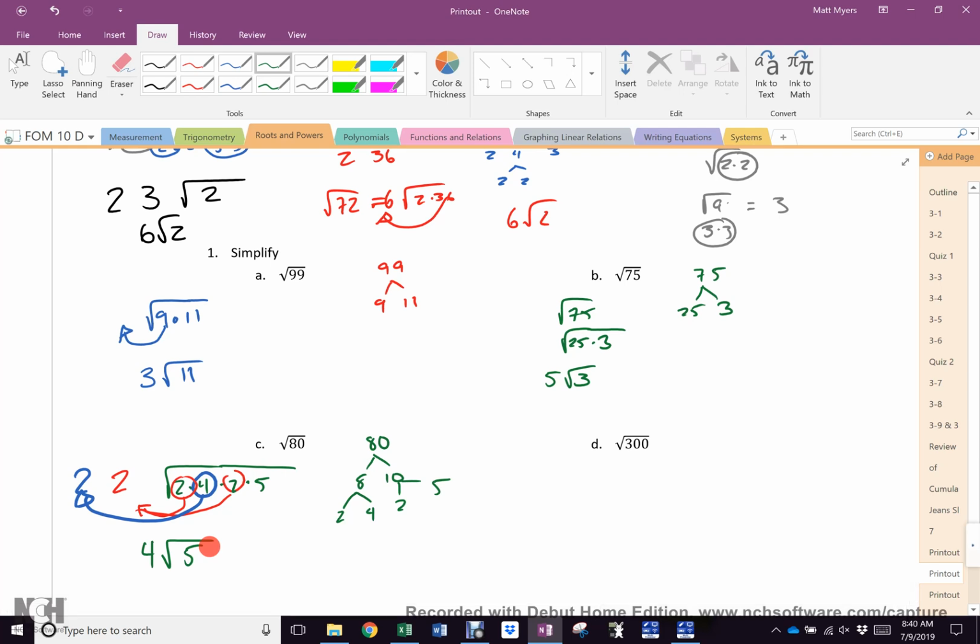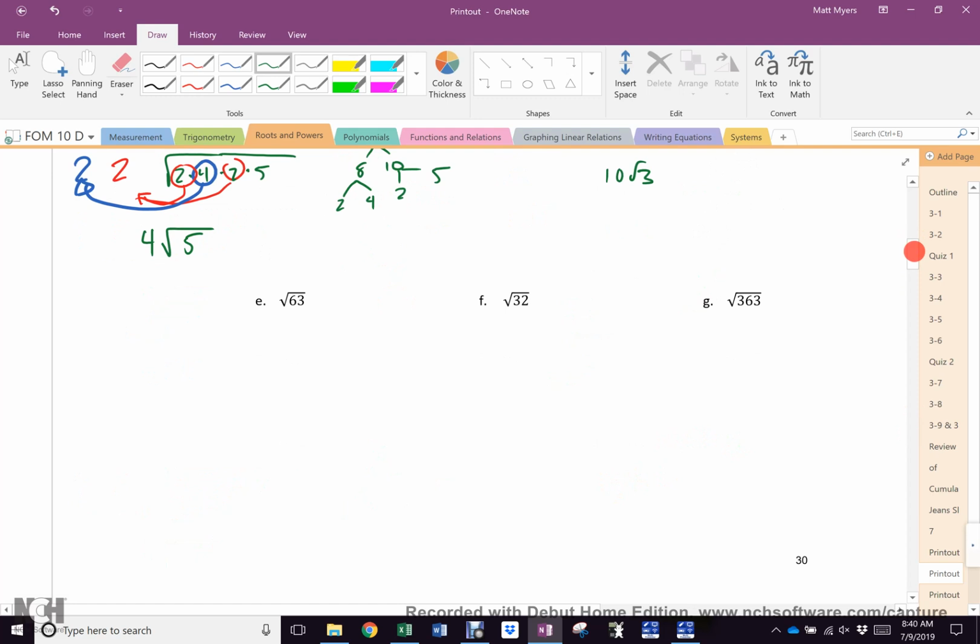What are you going to break 300 down into? It should be one step. 100 times 3. Why'd you stop at 100? Why didn't you do 50 times 6? Because 100's a perfect square. So, 100 times 3, what's coming out? 10 root 3. Easy peasy lemon squeezy.